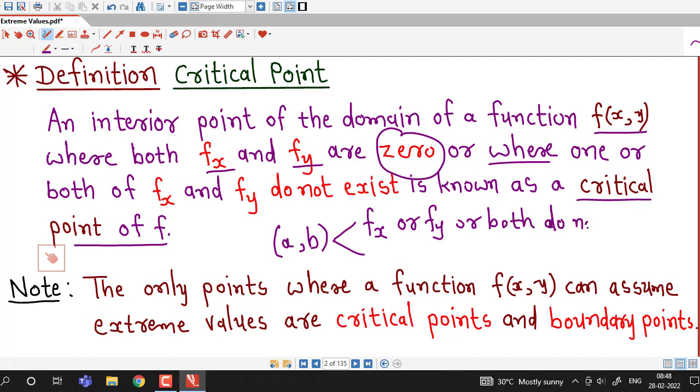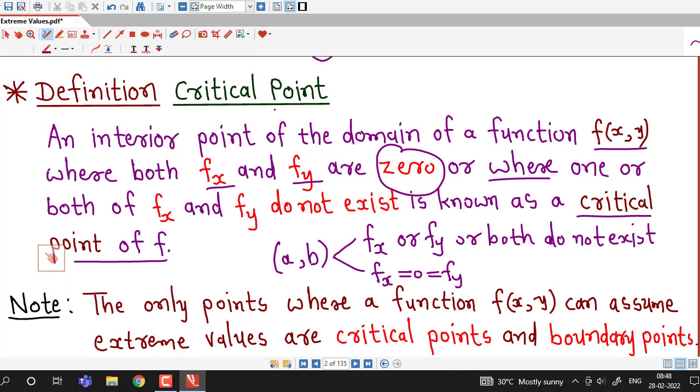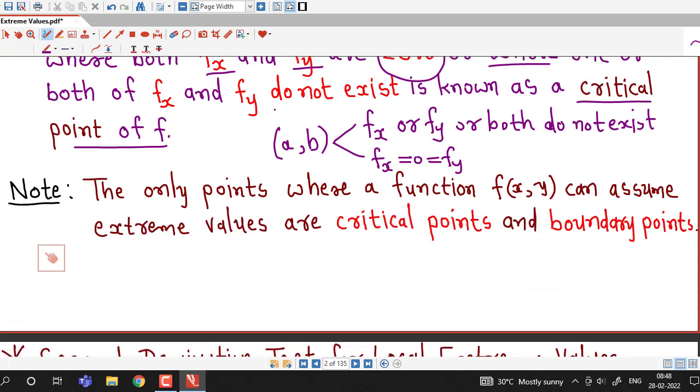If both the partial derivatives or at least one partial derivative does not exist, or if they exist, then both the partial derivatives are 0 at this point. So this type of point is known as a critical point. Sometimes they ask the definition of a critical point also. The only points where a function f(x,y) can assume extreme values are critical points and boundary points.